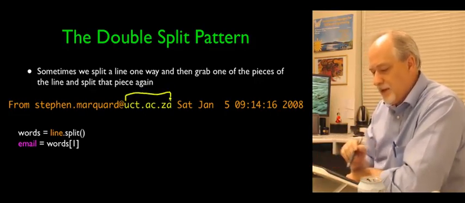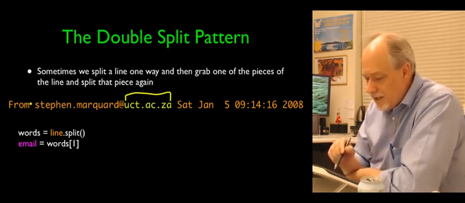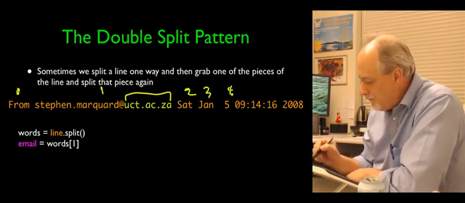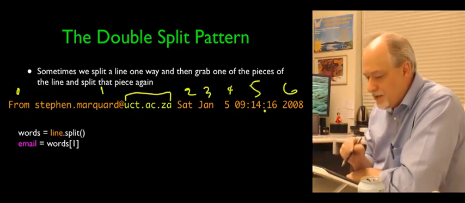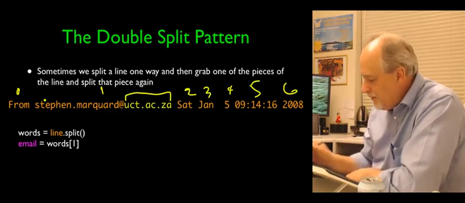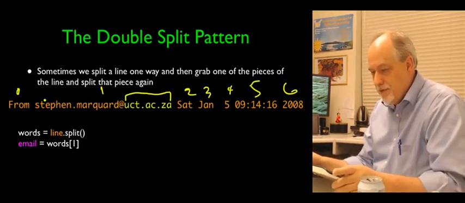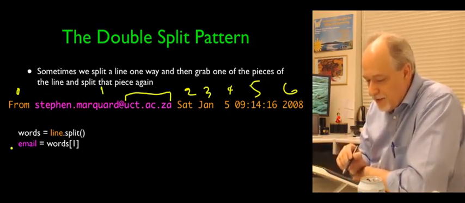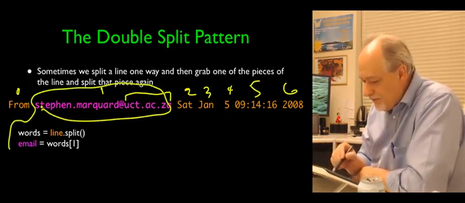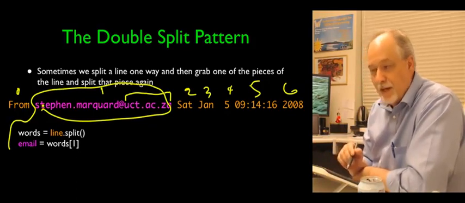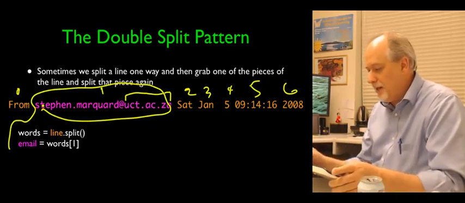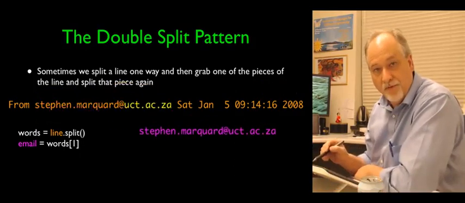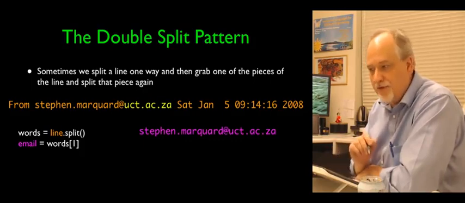Okay? So we can look at this and say, let's split this, and this will be 0, 1, 2, 3, 4, 5, and 6. We're splitting it based on spaces. Then the email address is word sub 1. That email address is this little bit of stuff because it's in between spaces. So that's what we pull out. The email address is word sub 1. We've got that, so that's sitting in this email address variable.